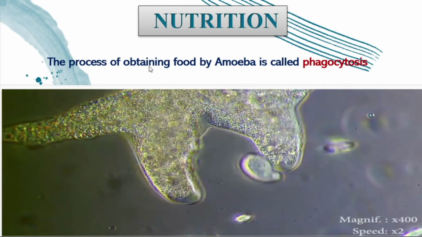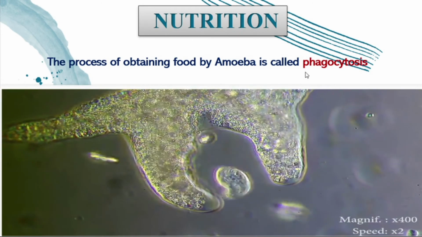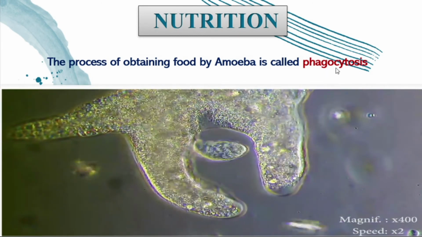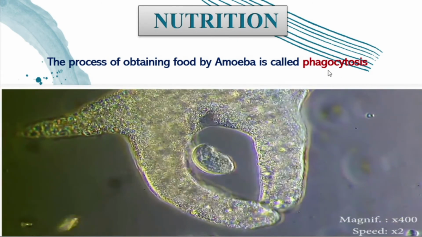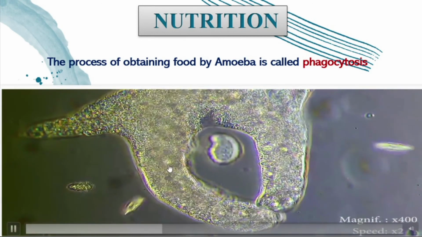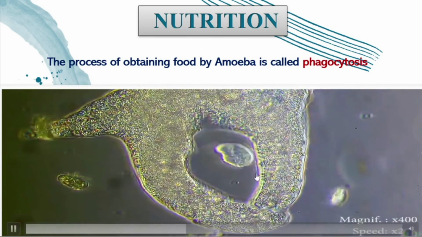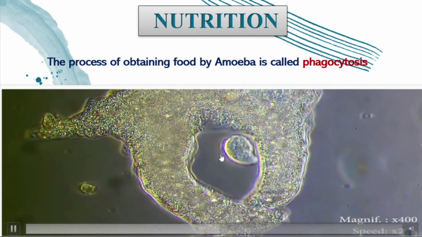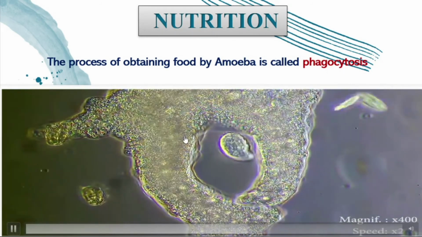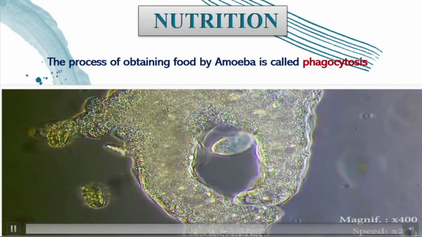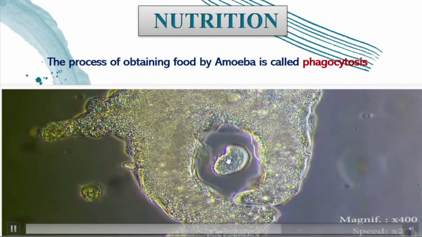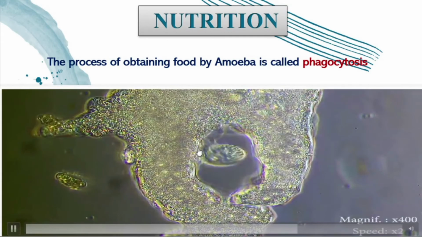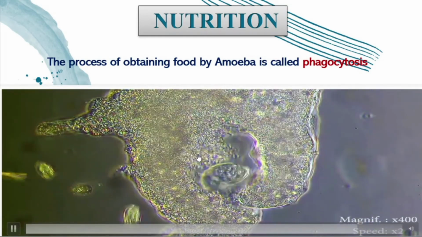Nutrition. The process of obtaining food by amoeba is called phagocytosis. Phagocytosis is how the food is surrounded by the false feet. Once captured, the food molecule enters inside with the help of the pseudopodia, and the food is converted into a food vacuole.